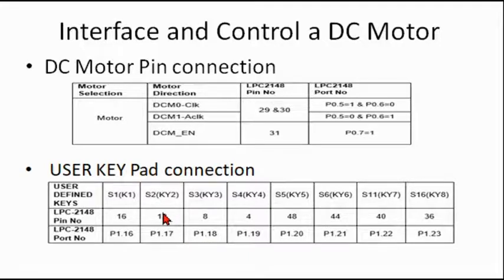Okay, next, I told you we need 3 switches. Out of the 8 switches here, connected to the pin numbers given here, that is 16, 12, 8, 4 and so on, we want the port pins: port 1 16th bit, port 1 17th pin, port 1 18th bit, port 1 19th pin, like that up to port 1 23 pin. So we want any 3 bits of this key and 2 pins of the DC motor. Okay, so we'll see the program now.